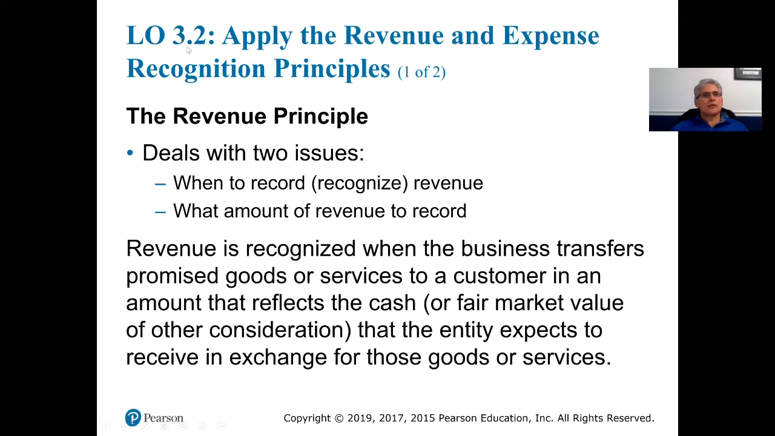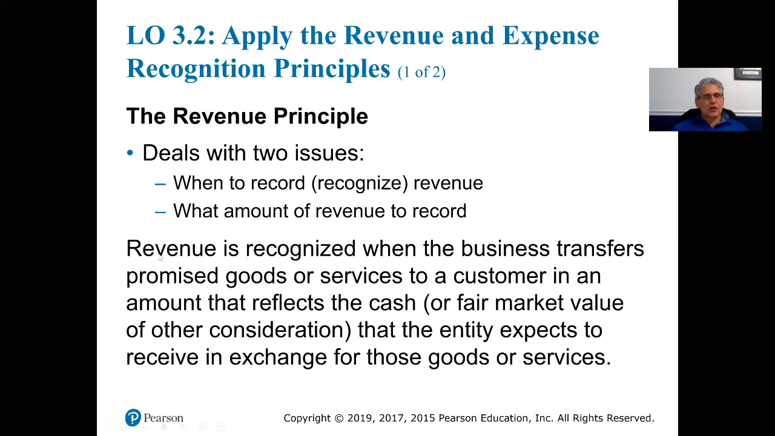Okay, so learning objective number 2, apply the revenue and expense recognition principles. This is an important, consistently important principle that we're going to be using over and over and over again. The revenue principle deals with two issues. The first one is when to record or recognize revenue. The second is what amount of revenue is to be recorded.